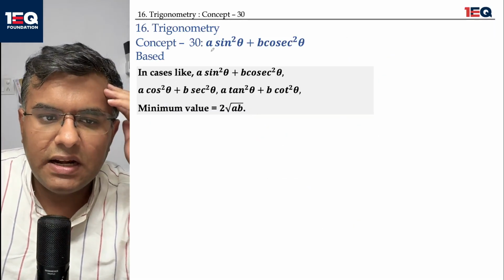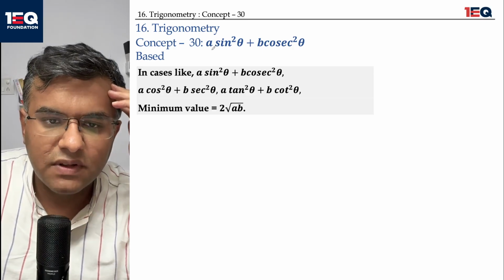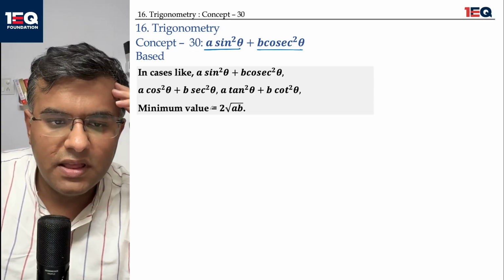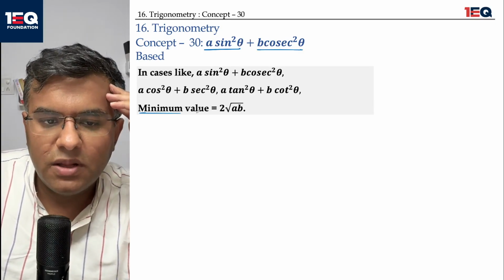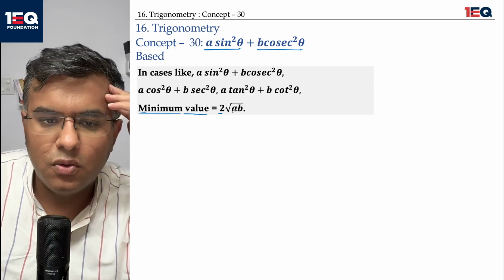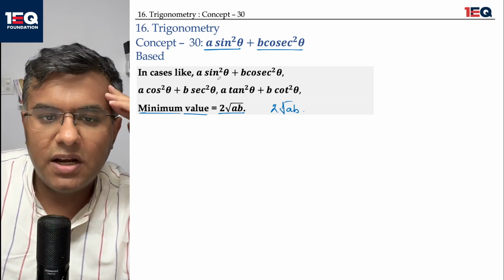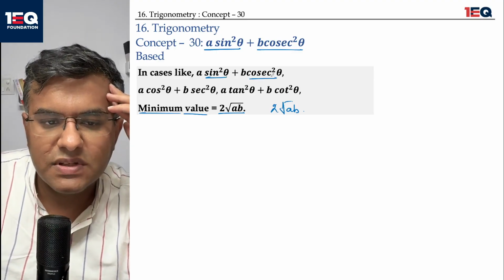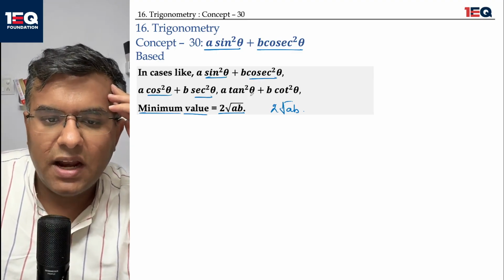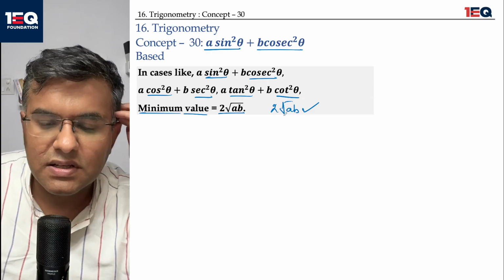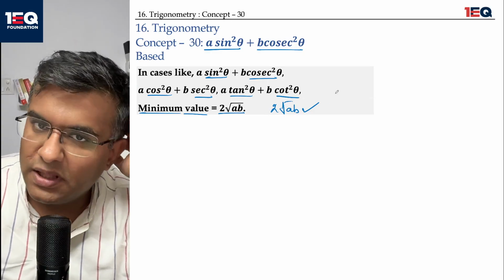So it says that if we have any equation with a sine square theta plus b cosec square theta, then only the minimum value can be found out, which is going to be equal to 2 root ab. Okay, so there are multiple cases when we have sine and cosec, when we have cos and sec, and we have tan and cot. We can only find out the minimum value in such a case, and 2 root ab is going to be the answer.